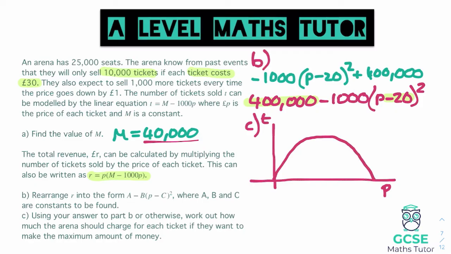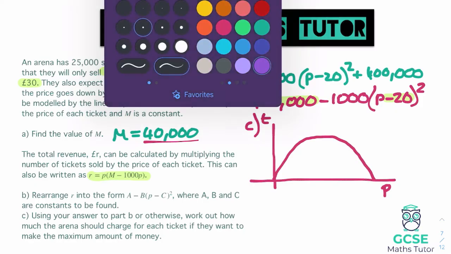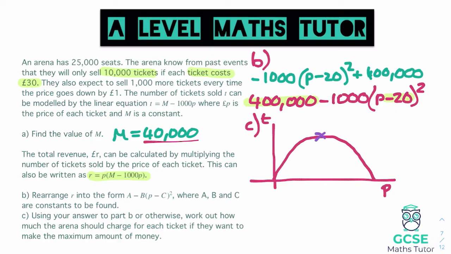Let's just imagine it looked like this. We would be looking at this particular point just here, where the amount of tickets is maximized and it's not going to start going back down because we've put the price too high. So for this one here, let's have a think. We've got 20 there as our x coordinate, not forgetting to flip the sign. So 20 and 400,000 for our y coordinate.